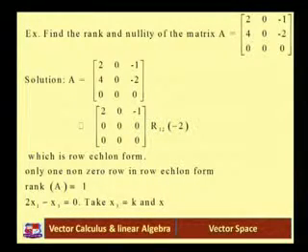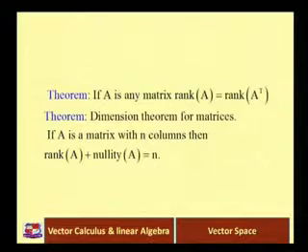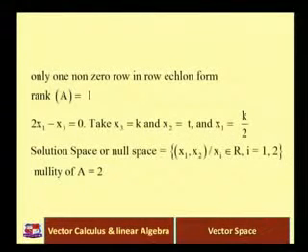And what is the nullity? How many columns? 3 columns. And we know the dimension theorem: rank plus nullity is equal to the number of columns of the matrix. We already found the rank is 1 and the number of columns is 3. So definitely nullity is 2, because 1 plus 2 is equal to 3. So nullity is 2. This is just the solution of the given matrix.